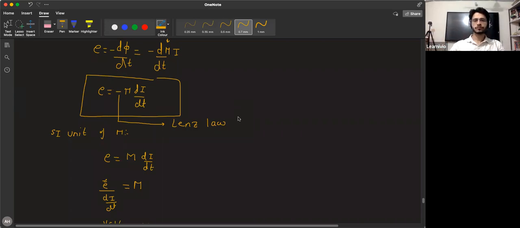So where did the minus sign go after the unit of M? Because when you write the unit, the negative sign does not affect the unit. So I'm just ignoring the negative sign when I write. Negative sign will not affect the unit of M.